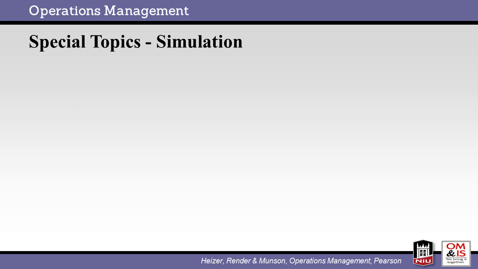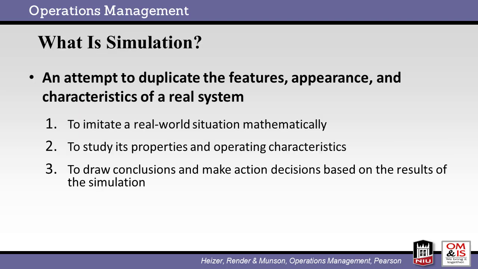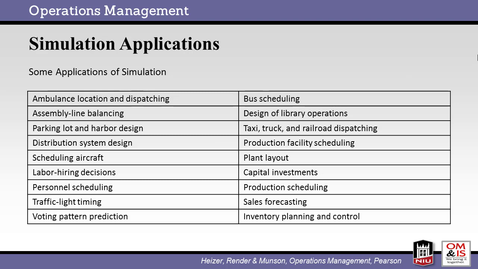Special topics: simulation. A simulation is a mathematical model of a real-world system. Simulations are used to study the system's properties so as to help managers make fact-based decisions regarding the real system. Here we see examples of some applications of simulations. Note that simulation is used instead of costly decisions that may not be accurate.